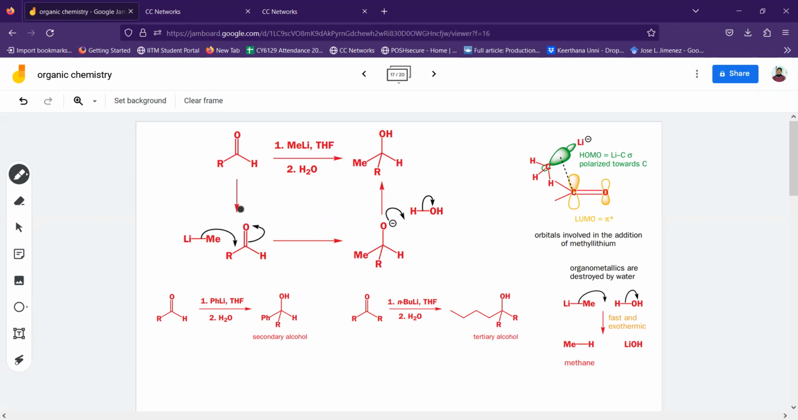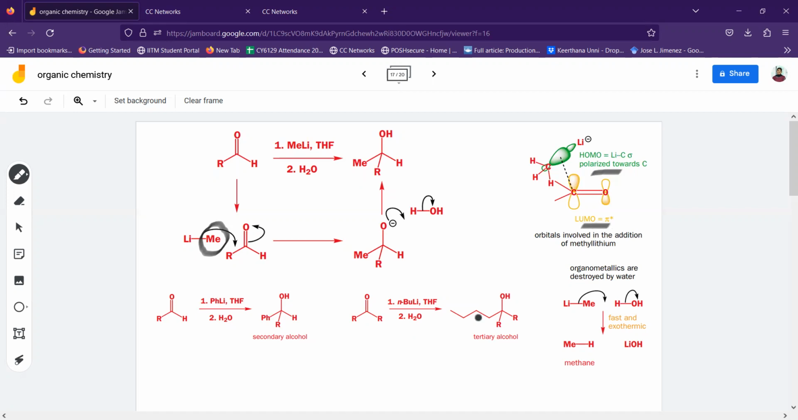In this, when I'm considering this bond, this is highly polarized towards carbon, right? This is highly polarized towards carbon because lithium is more electropositive than carbon. And this will attack, and what will happen? Hydrogen will be taken up by this alkoxide. Same thing happens here also. And here HOMO will be the C-Li sigma bond polarized towards C. Here LUMO will be the pi star, as we already discussed.